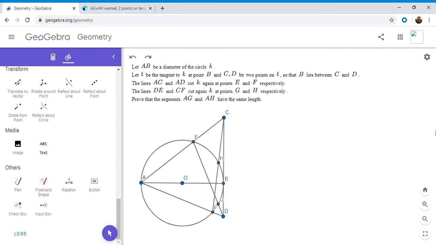When I was looking at this problem, if AH and AG have the same length, that basically means that H and G are symmetric with respect to AB. So they're each the reflection of the other over AB. And so basically GH would have to be perpendicular to AB. But we know CD is perpendicular to AB, just because the tangent line is always perpendicular to the diameter. And so that means we want to show that HG is parallel to CD.